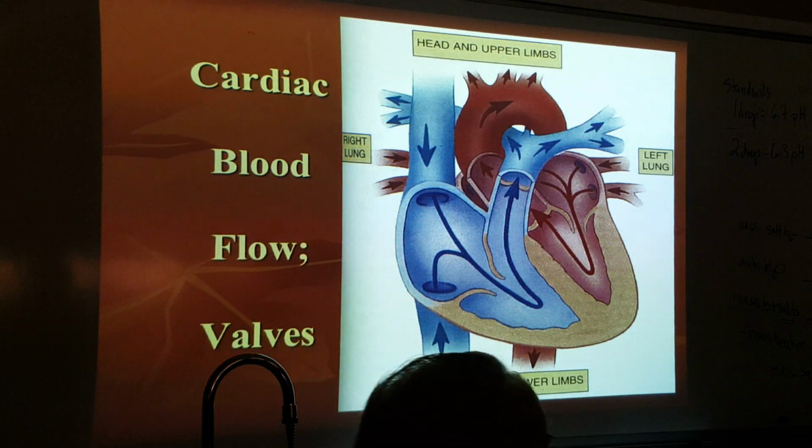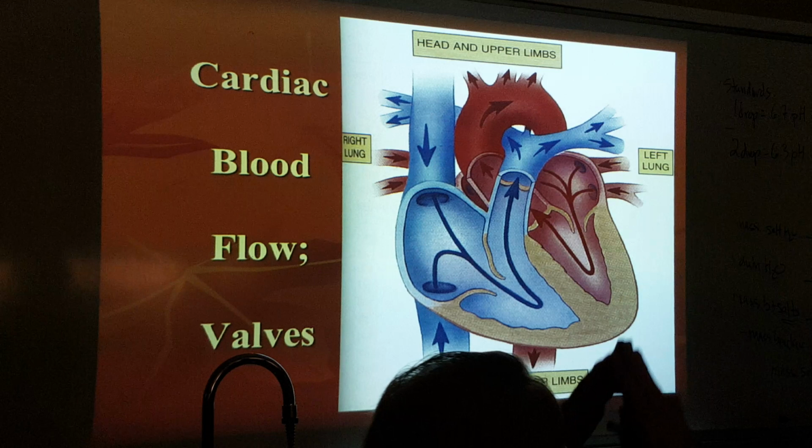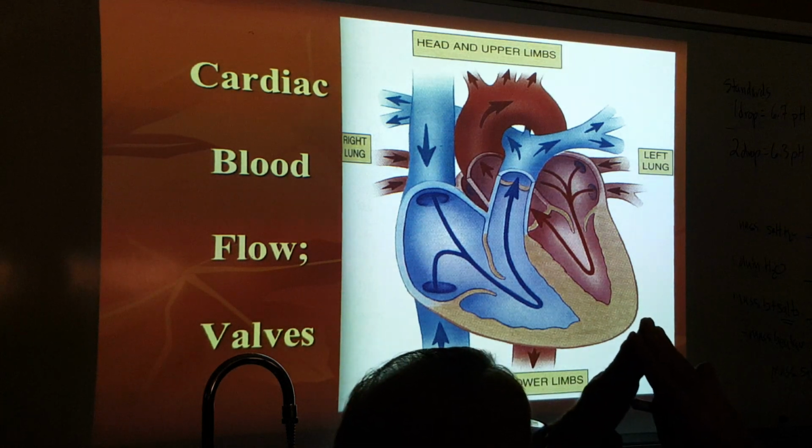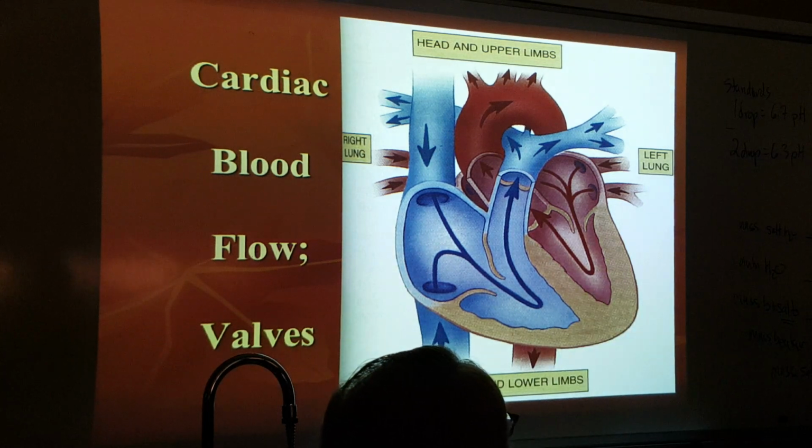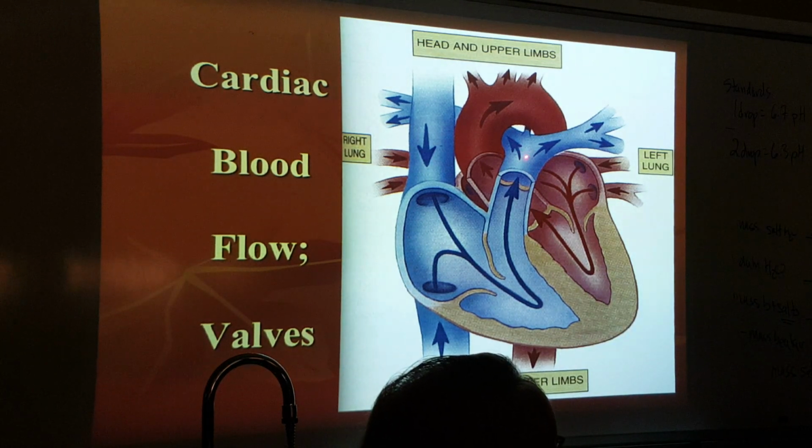And since the cusps of the semilunar valves are closed when the heart is relaxed, when the heart contracts, it forces them open and pumps blood out into the pulmonary arteries and the aorta. Okay. The pulmonary arteries are shown in blue. Normally arteries are shown in red.